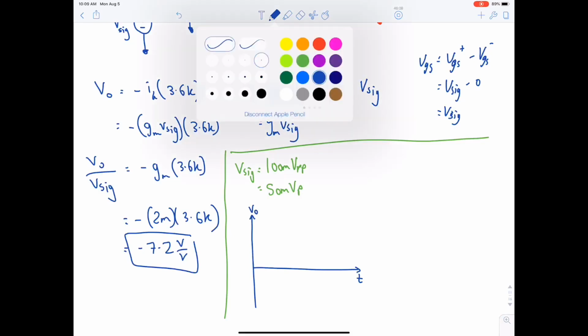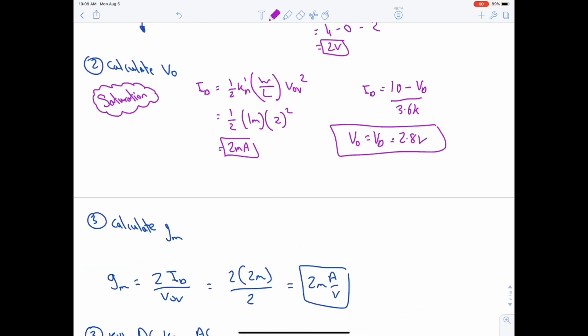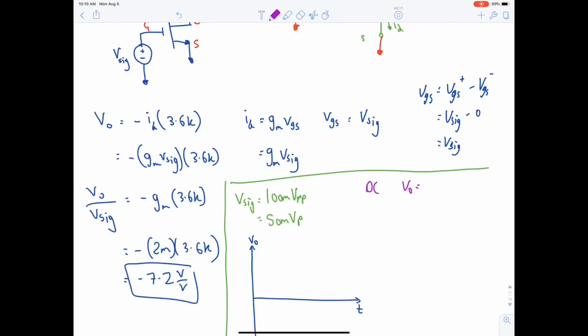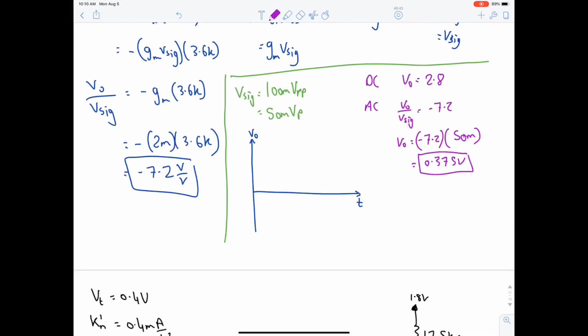Okay, now the DC component of the output is 2.8, and for AC, V output over V sig is equal to minus 7.2. So V output is minus 7.2 multiplied by 50 milli. Okay, so the answer is 0.375 volt. Okay, so first we have to go to the offset, which is 2.8.